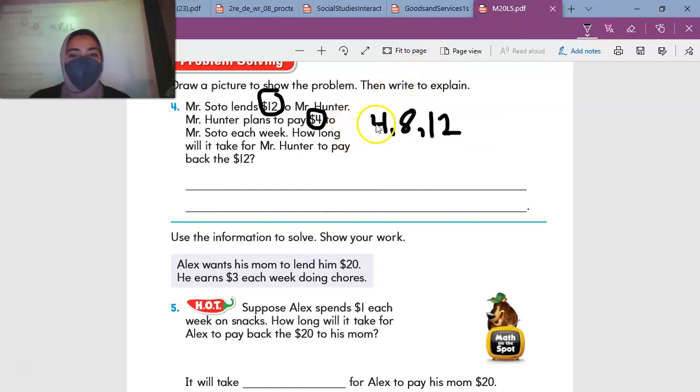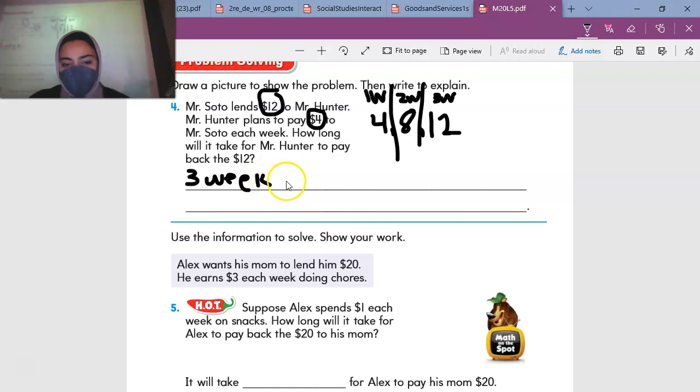Yeehaw! So here it's 4, 8, 12. So how many weeks is that going to be? Let's write that at the top. 1 week, 2 weeks, 3 weeks. How long will it take for Mr. Hunter to pay Mr. Soto back? 3 weeks. So for Mr. Hunter to pay back the $12, it will take 3 weeks for Mr. Hunter to pay back Mr. Soto.